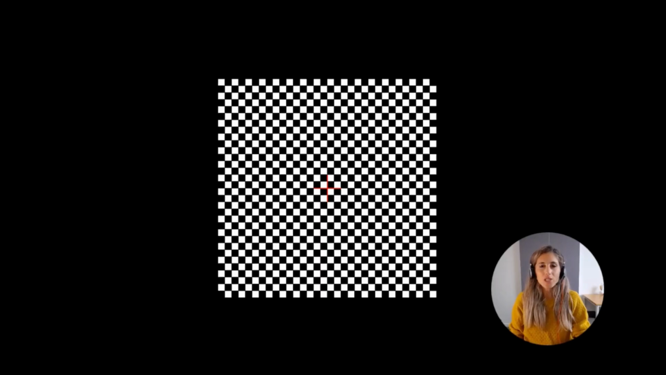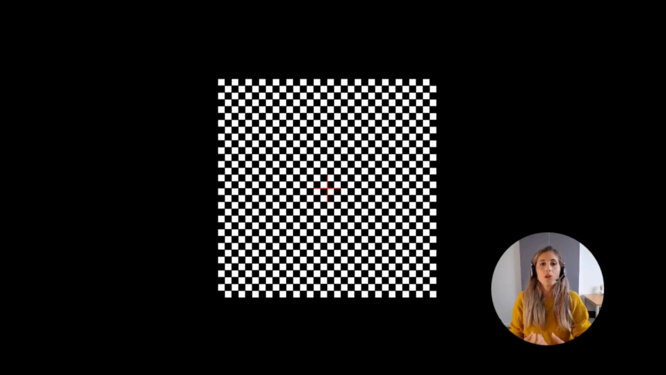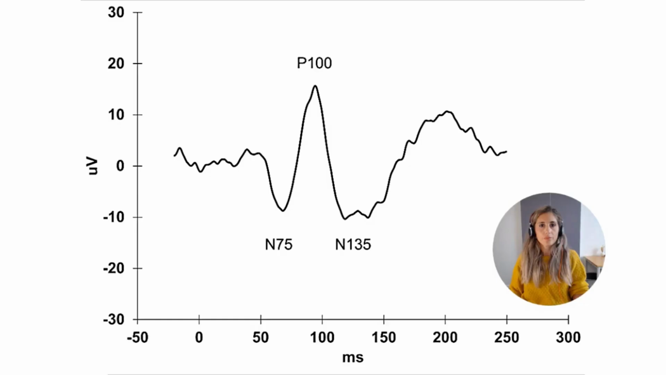So why are we using checkerboard patterns? Because of the high contrast, because of the sharp edges, and because it produces some reliable and repeatable responses. The stimulus is repeated, and several trials are averaged to average out noise and improve the signal.